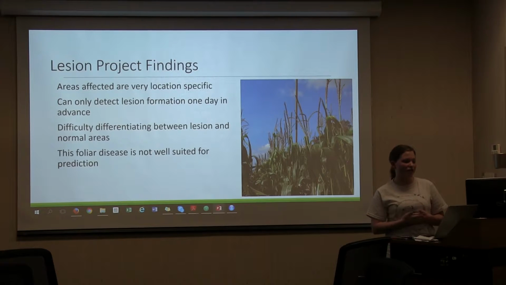The areas are very location specific. The formation you can really only see a day before it happens with those parameters. And there's difficulty in models telling the difference between lesioned and healthy areas. So this foliar disease is not well suited. The cost benefit of going out and measuring doesn't add up to the next day you can see it.